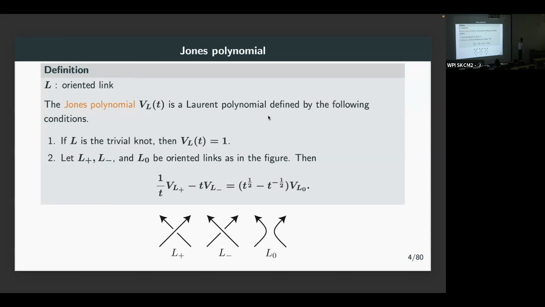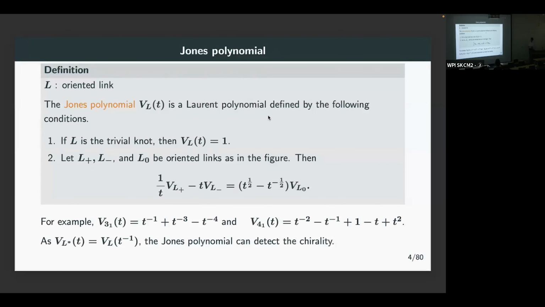The first axiom is that if you have a trivial knot, then the Jones polynomial is 1. And if you have 3 links that appear in this picture, so those L plus, L minus, and L0 are almost the same, but only differ at just one crossing. L plus has this, and L minus has this, and L0 has this. Then the Jones polynomials of these 3 links have this relation. And using this, you can define a Jones polynomial.